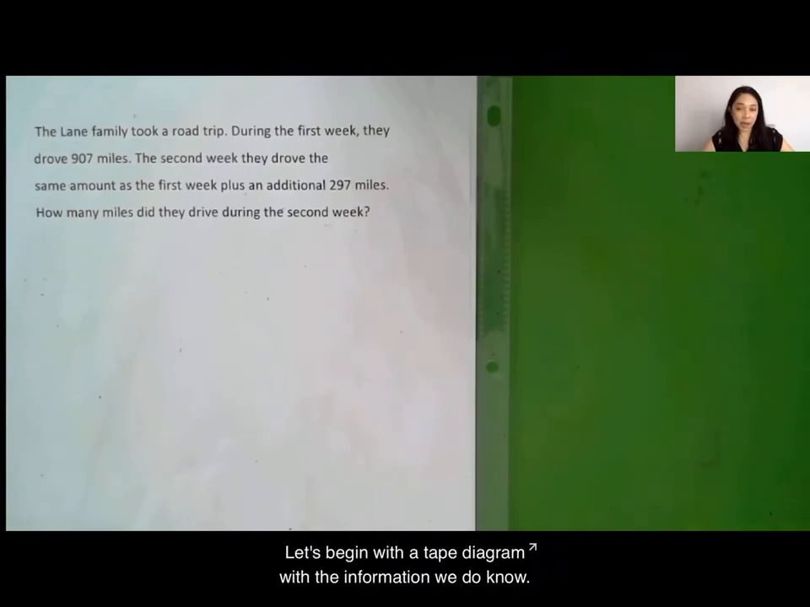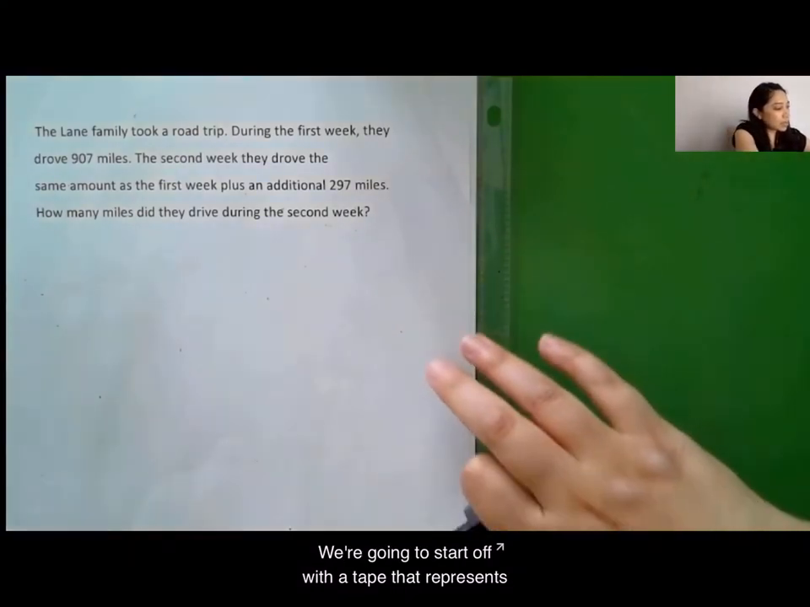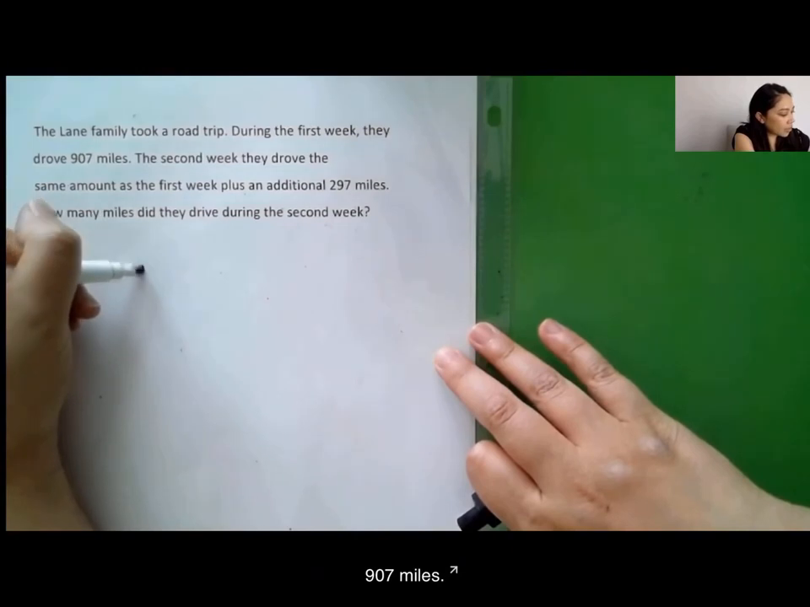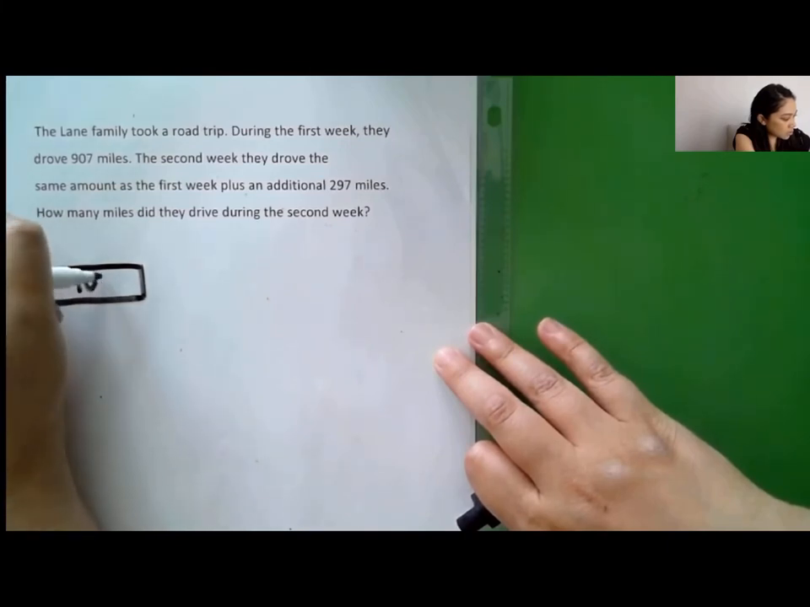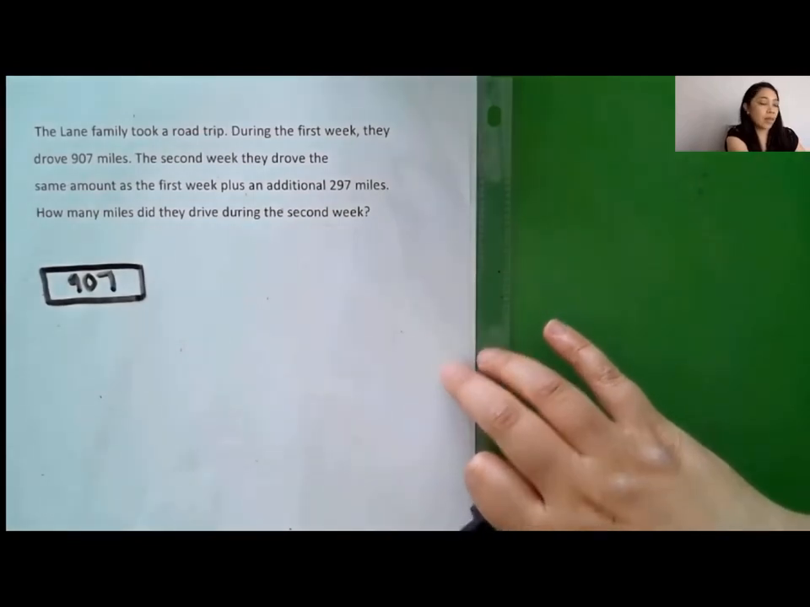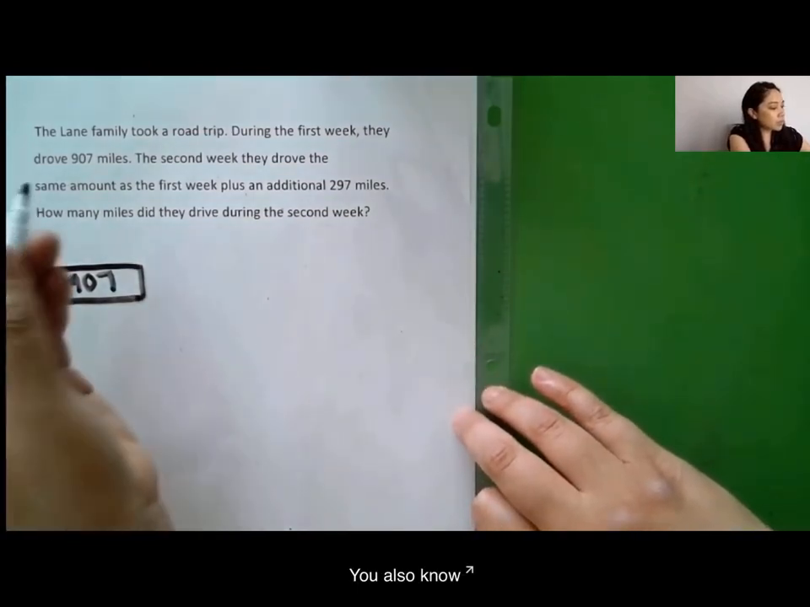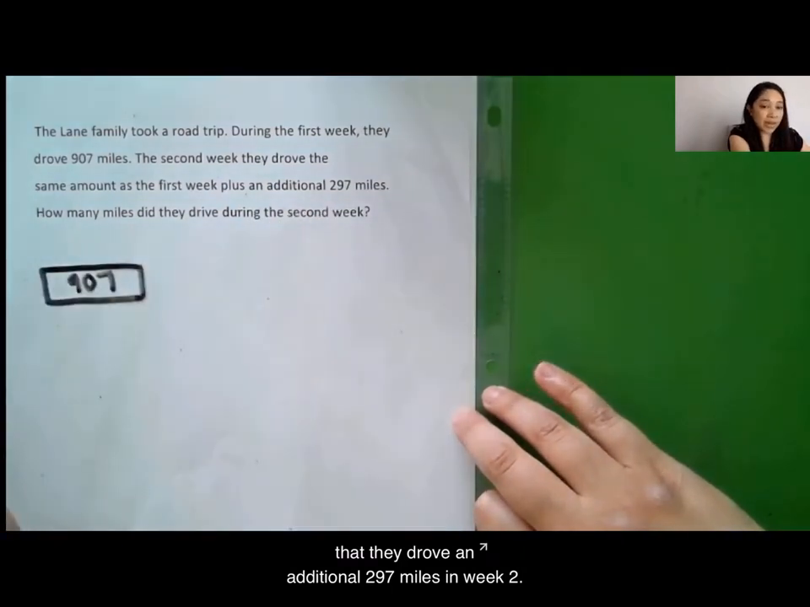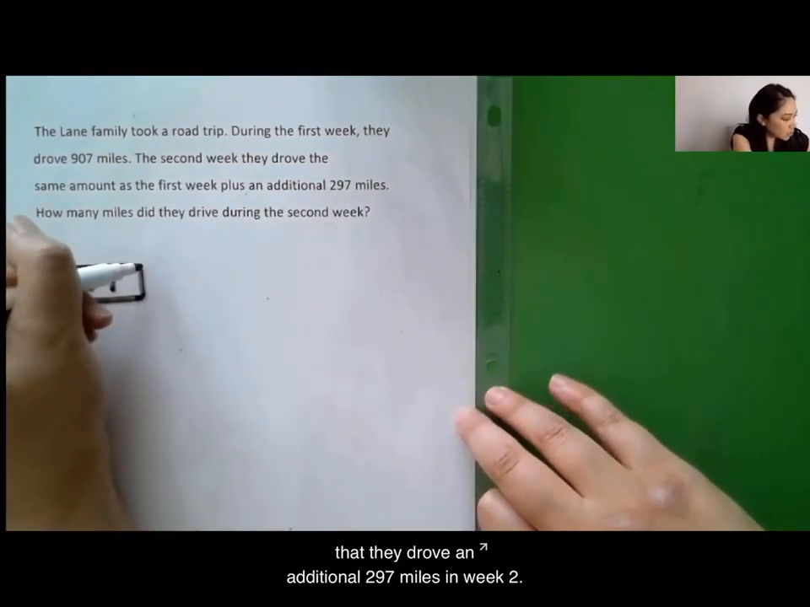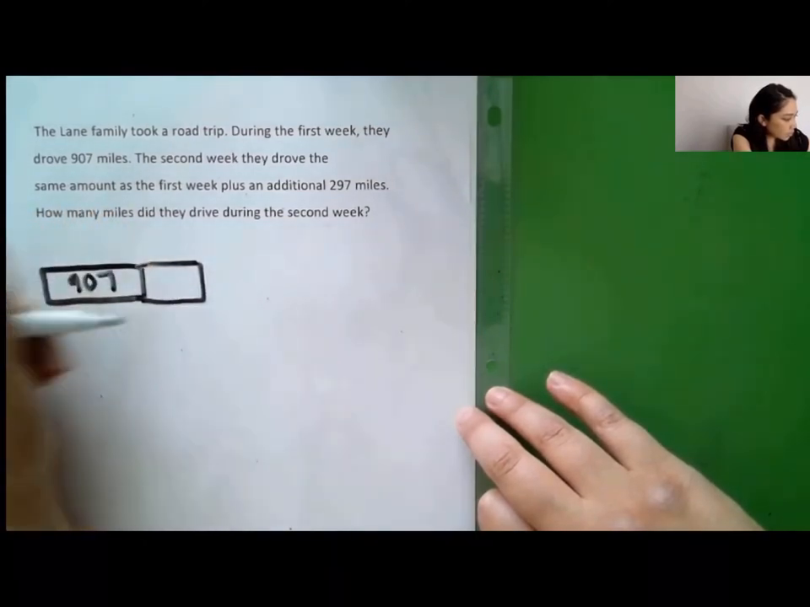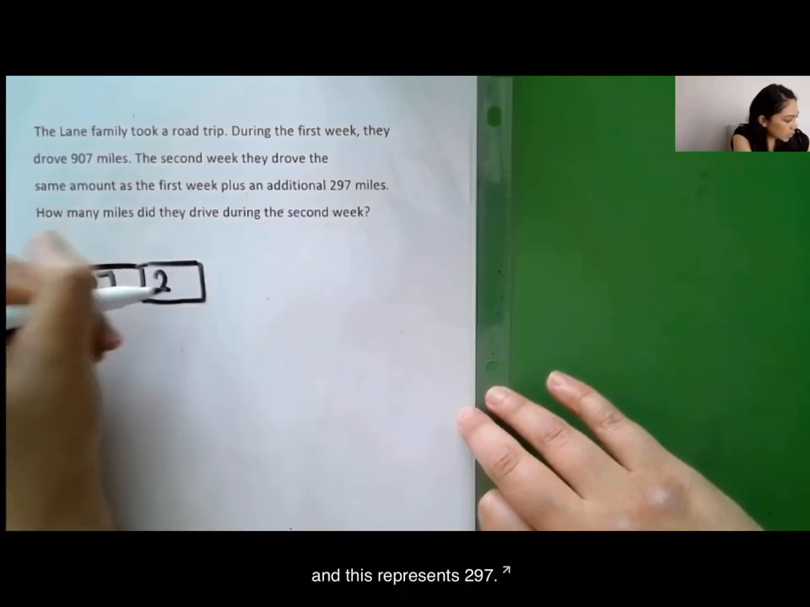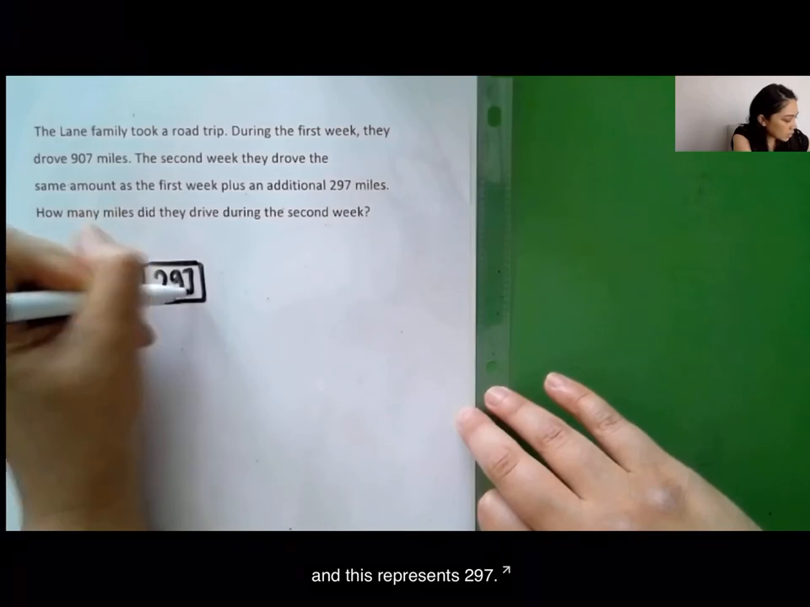Let's begin with a tape diagram with the information we do know. We're going to start off with a tape that represents 907 miles. We also know that they drove an additional 297 miles in week 2. So I'm going to extend this tape diagram. And this represents 297.